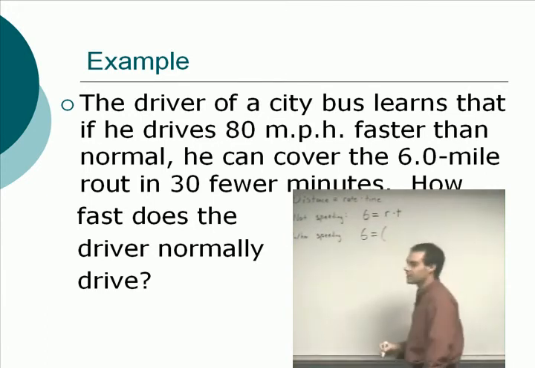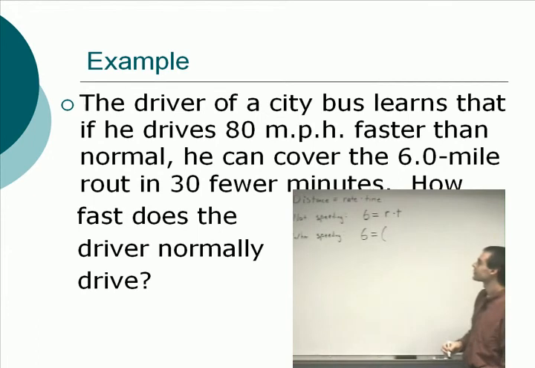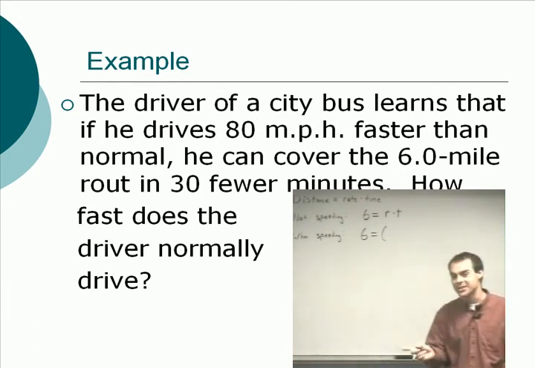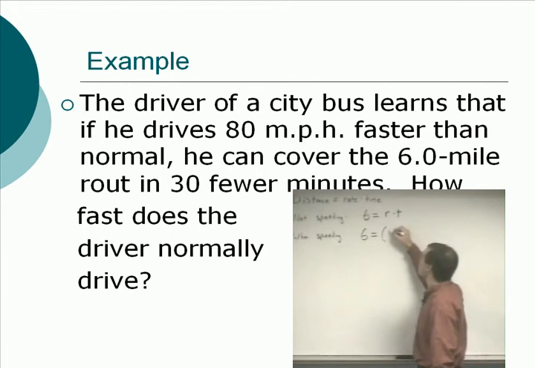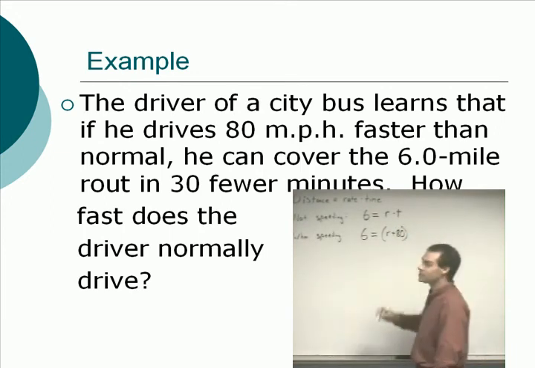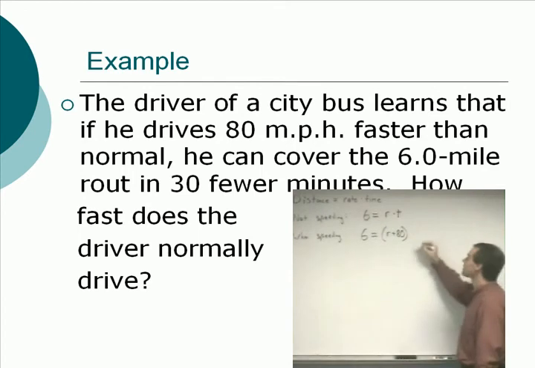What's his rate when he is speeding? R plus 80. It's 80 miles per hour faster than his normal rate. It doesn't say he's going 80, but he's going his rate plus an additional 80 miles per hour. So that's his new rate. And what is his new time?